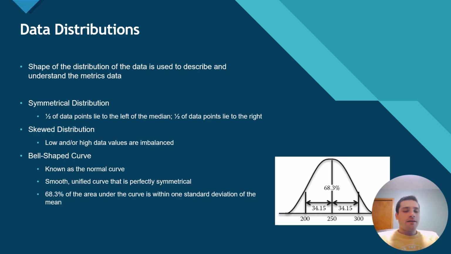And then a bell-shaped curve is known as the normal curve, and it's important. It's a smooth and unified curve that is perfectly symmetrical. The diagram on the right is an example of a bell-shaped curve where, as you can see, 68.3% of the area under the curve is within one standard deviation of the mean. So that is what defines a bell-shaped curve.